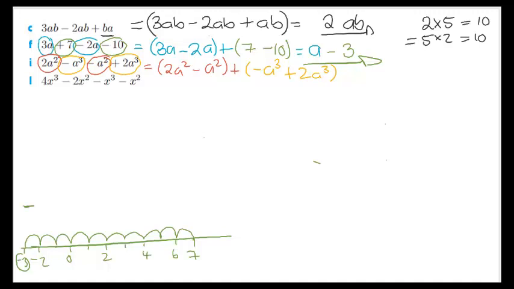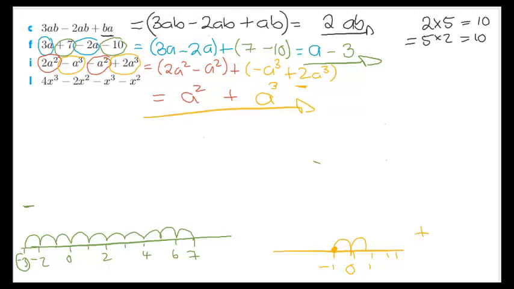This gives me a response of 2A squared minus A squared is 1A squared plus minus A cubed plus 2A cubed. So this is going to be minus 1 on the number line. There's 0. I've got minus 1. I started at minus 1 and I'm adding 2. So adding is in this direction. 1, 2. So my answer is going to be 1. It's just A cubed. My answer is A squared plus A cubed.